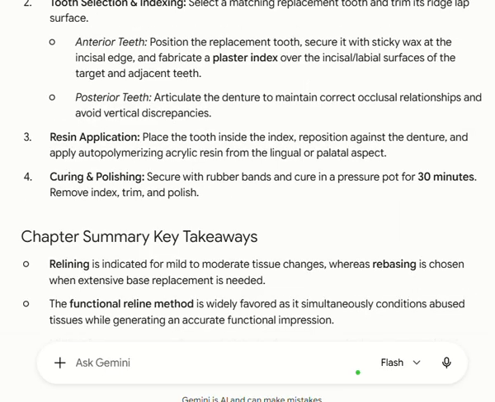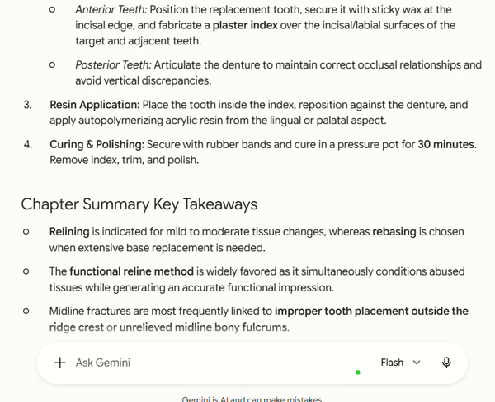Resin application: place the tooth inside the index, reposition against the denture, and apply autopolymerizing acrylic resin from the lingual or palatal aspect. Curing and polishing: secure with rubber bands and cure in a pressure pot for 30 minutes. Remove index, trim, and polish.